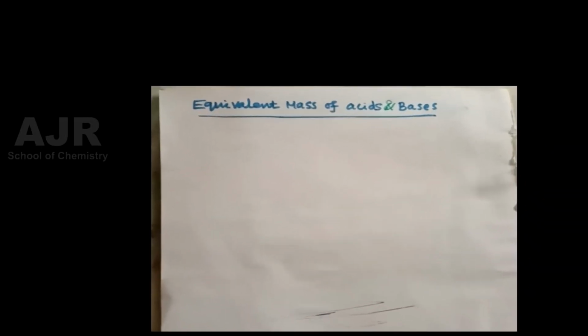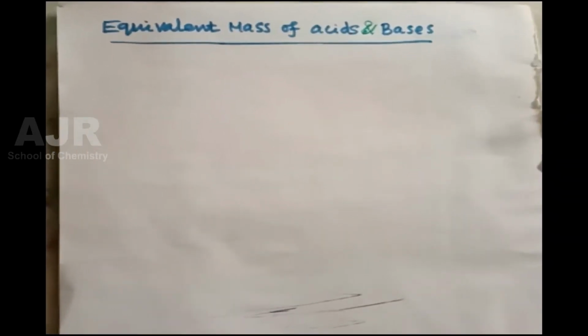Students, today you are going to learn equivalent mass of acids and bases. Yesterday I explained what is meant by equivalent mass. Can you say now the equivalent mass definition? The mass of an element that combines or displaces 1.008 gram of hydrogen, 8 gram of oxygen or 35.5 gram of chlorine is known as gram equivalent mass. So that is what I explained in the last class.